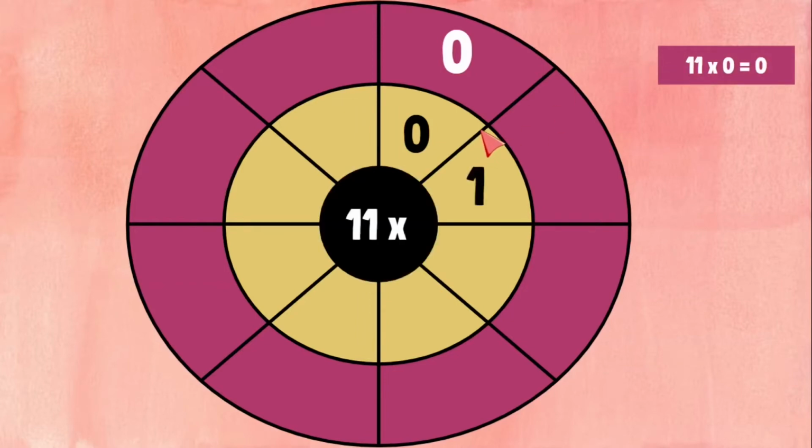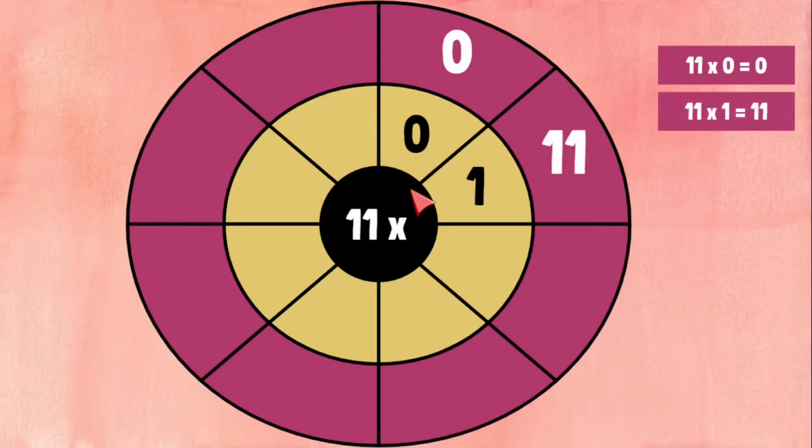11 times 1. We have 11 groups with 1 inside of each group. We know that gives us the product 11. 11 times 1 equals 11.